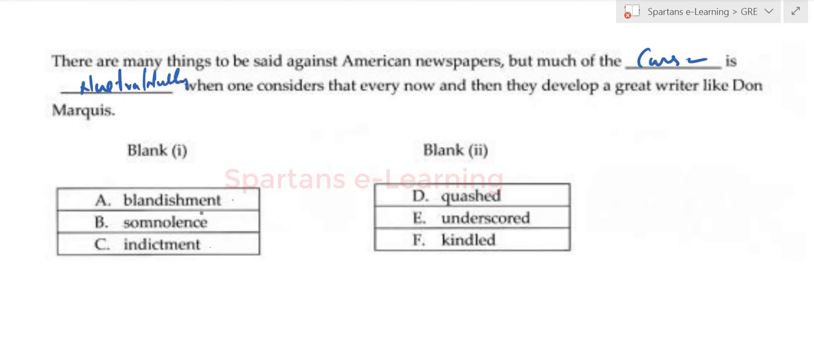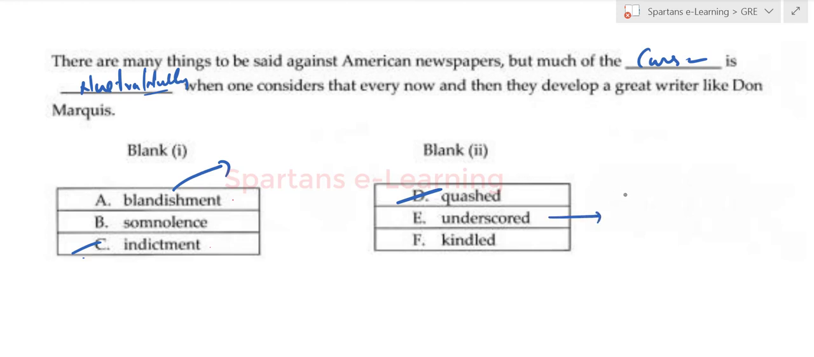So here we are looking for curses, and we are here looking for neutralized or nullifying. So our first option says blandishment, somnolence, indictment. So directly I can go for indictment. Indictment means to charge someone with a crime or criminal activity. Now coming to neutralizing or nullifying, we say quashed. Okay, quashed means nullifying it. Now, so your answers for this question will be C and D. Now, let us see the meanings of these words. Blandishment means pleasing things that you say in order to persuade others or cajole someone, right? And somnolence means sleepy, soporific.